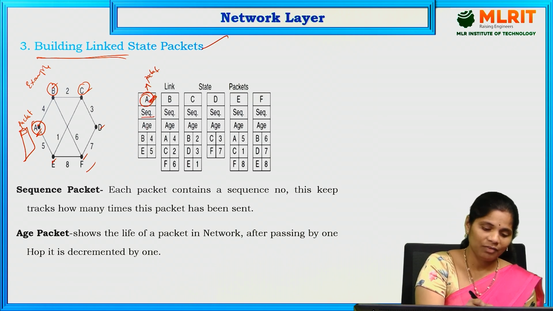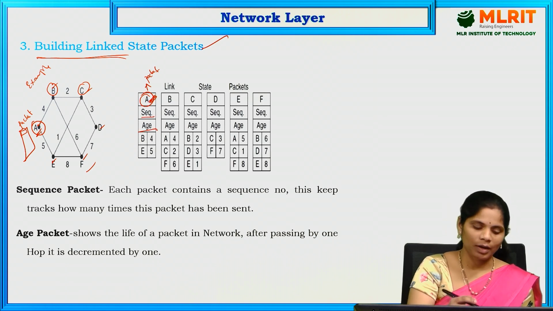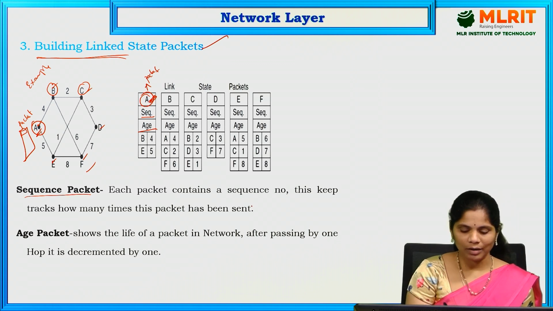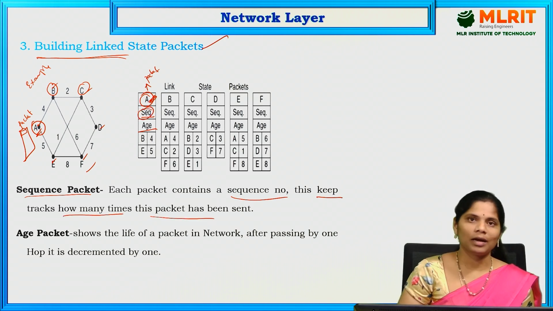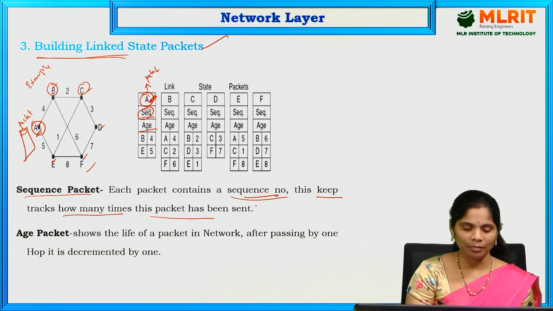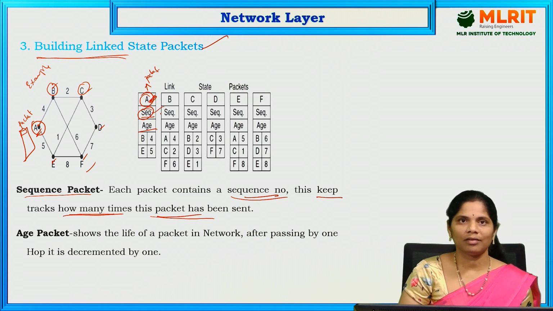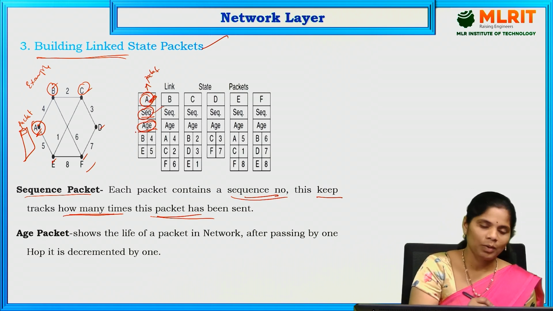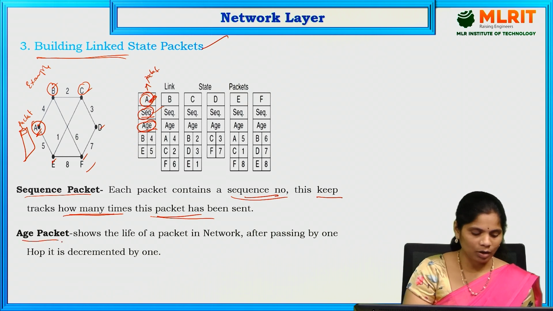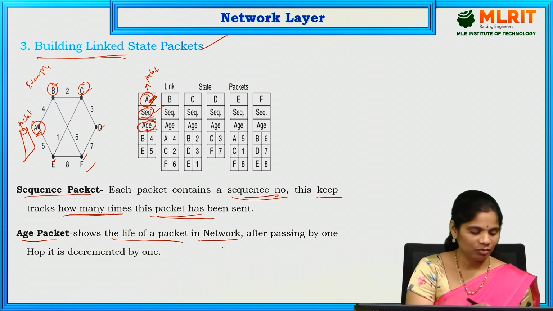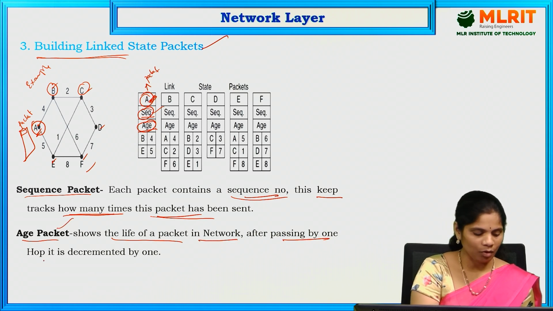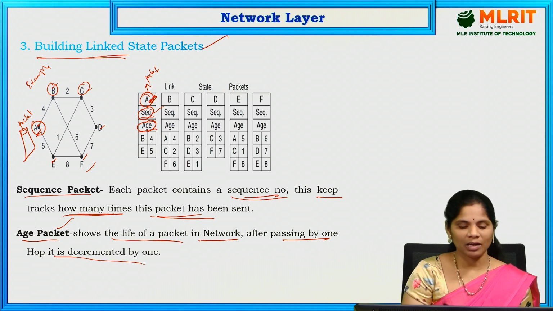Next we have to write the sequence and age. What are the sequence and age? Each packet contains a sequence number, and it keeps track of how many times this packet has been sent. Exactly, the sequence is about the sequence number, and at the same time how many times this packet is sent. Next one is age. What is it going to tell? Age is talking about the life of the packet in that particular network. After each hop, it is going to be decremented by 1. That is the age.